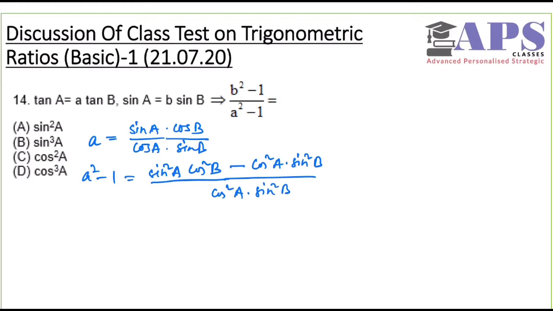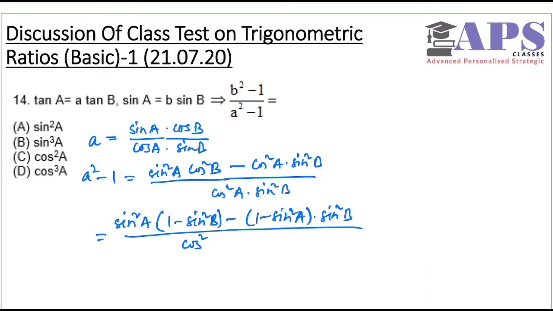Now this one can be simplified as, if I write sin square a as sin square a, but cos square b as 1 minus sin square b, minus cos square a as 1 minus sin square a, and sin square b as sin square b, then the denominator is like this. And after simplifying, in the numerator some terms will be cancelled, and we will get sin square a minus sin square b by cos square a into sin square b. This is our a square minus 1.